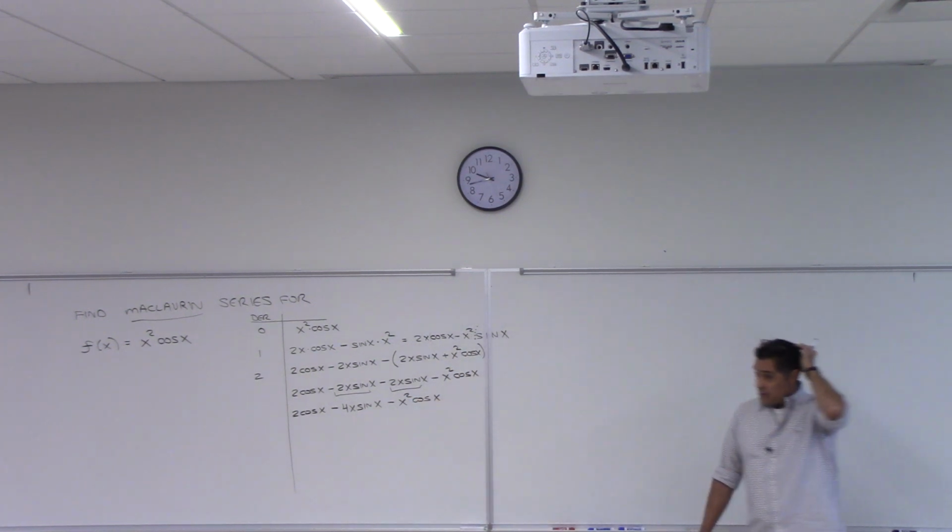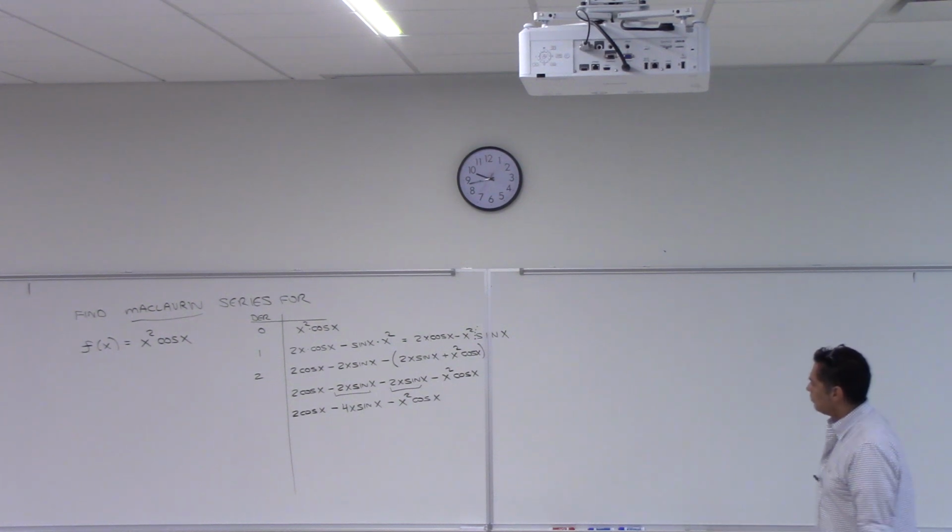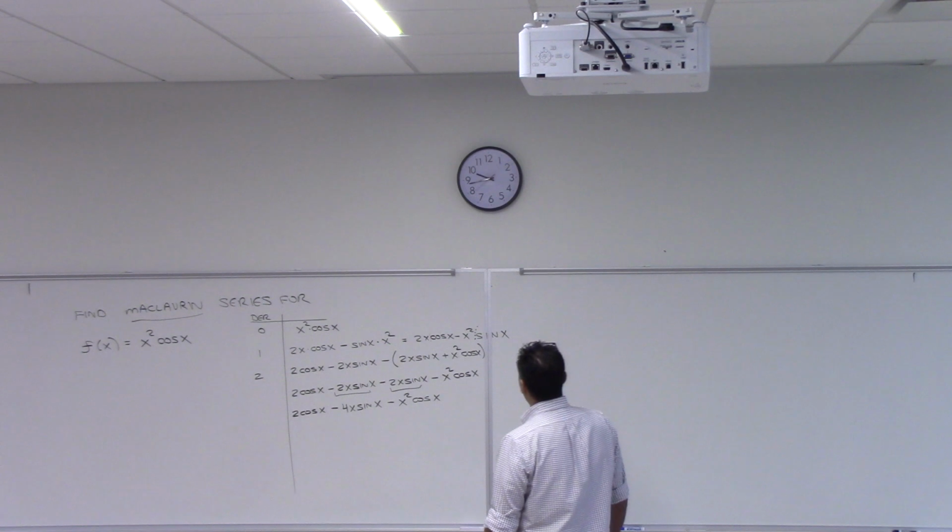This is terrible. We're supposed to come up with a formula for the nth derivative? Are you kidding me? Is there a question? What's up? Isn't that plus x squared cosine x? Plus.